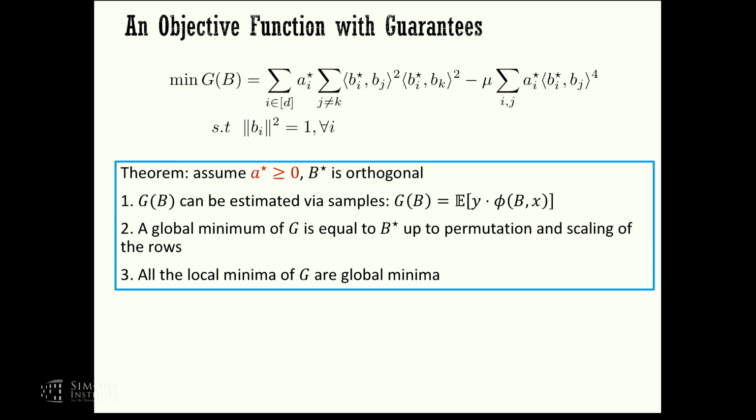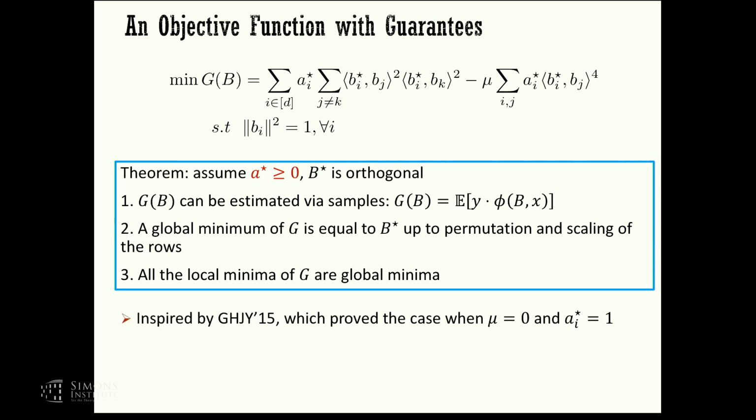But in some sense, there is not so much magic here, because the objective function is inspired by one of the previous works by Rong Ge et al., which proved the case when mu is 0 and the ai stars are all 1. So we mostly just simplified the proof a little bit and then extended it to this more complete version, because we don't want to assume the ai stars to be all 1. This is the most technical part of the paper, but there are not too many new things provided here. So the proofs are more or less standard.